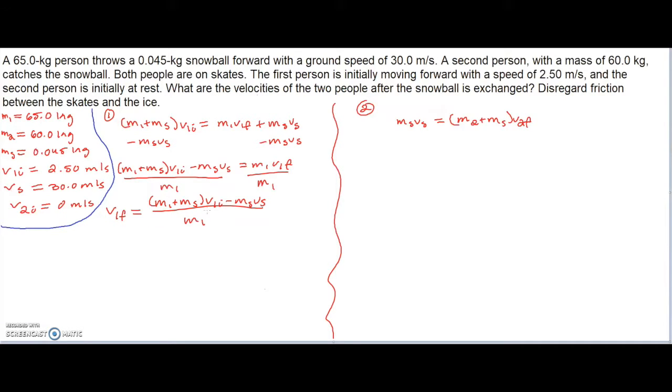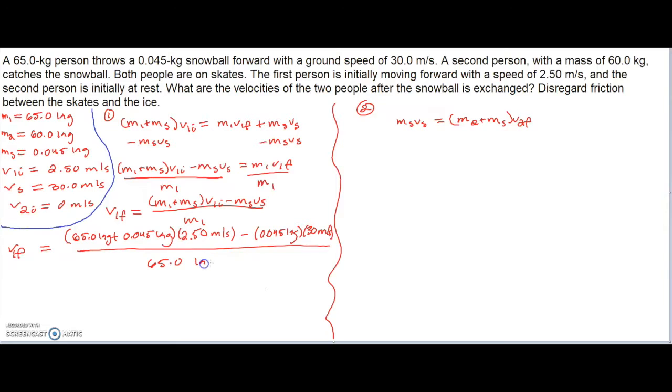Alright, so now we have this equation. So now all we have to do is substitute and we'll find our final velocity. So I'm going to start right over here, and our values are in the top left corner. So all we have to do is plug and chug. Alright, so now that we have all our values substituted in, we'll find out that the final velocity of the first person is 2.48 meters per second. So now let's figure out the final velocity of the second person. So let's move on to the second collision.